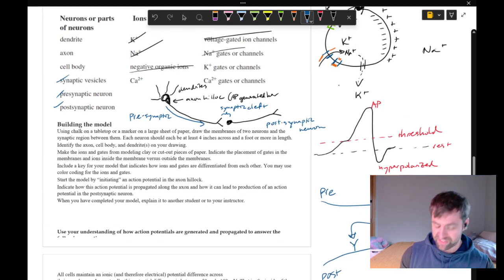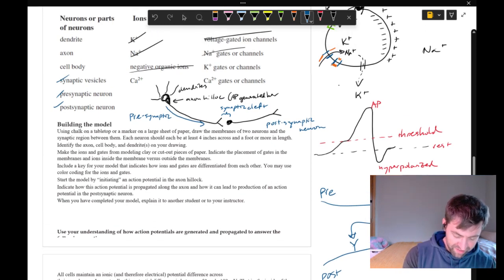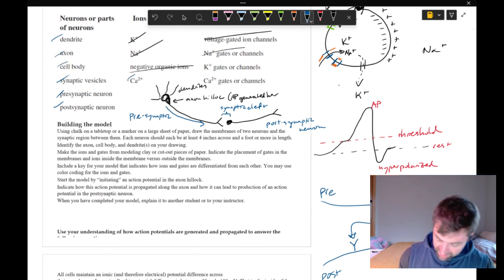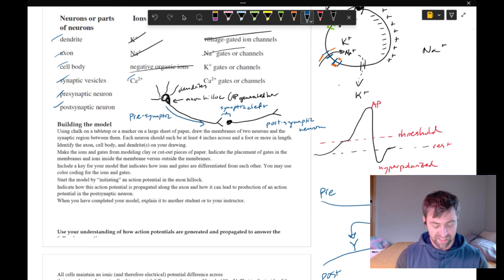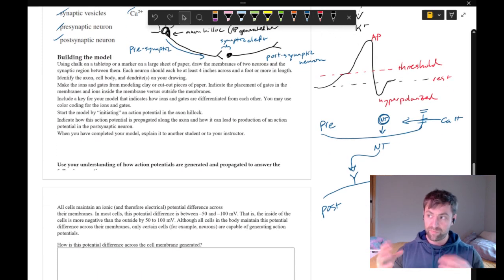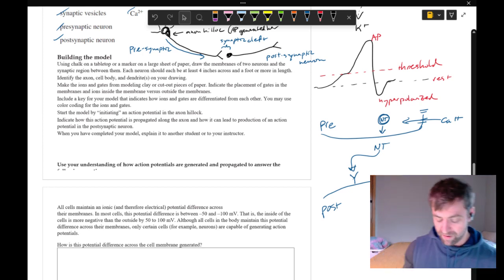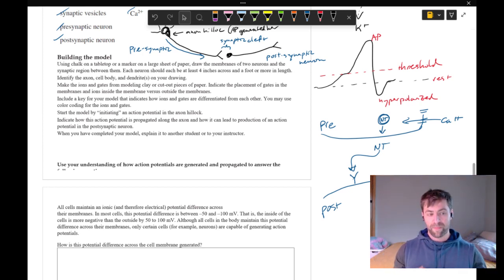So synaptic vesicles carry neurotransmitters. We already kind of talked about the axon, dendrites, and cell bodies. We talked about calcium. Calcium is an important signaling molecule for other proteins inside presynaptic nerve cells to release these neurotransmitters.